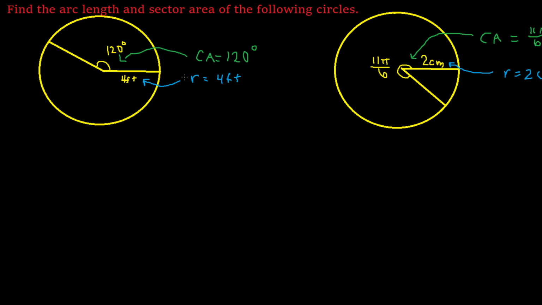So for this, we need to find the arc length and the sector area. I'm going to start with the first circle because it's got an important thing that we need to remember. If you remember in the Trig Handbook, to use our basic formulas, which we write down here, to find our arc length, which is S, it's just our radius times our central angle. But the catch is that the central angle needs to be in radians.